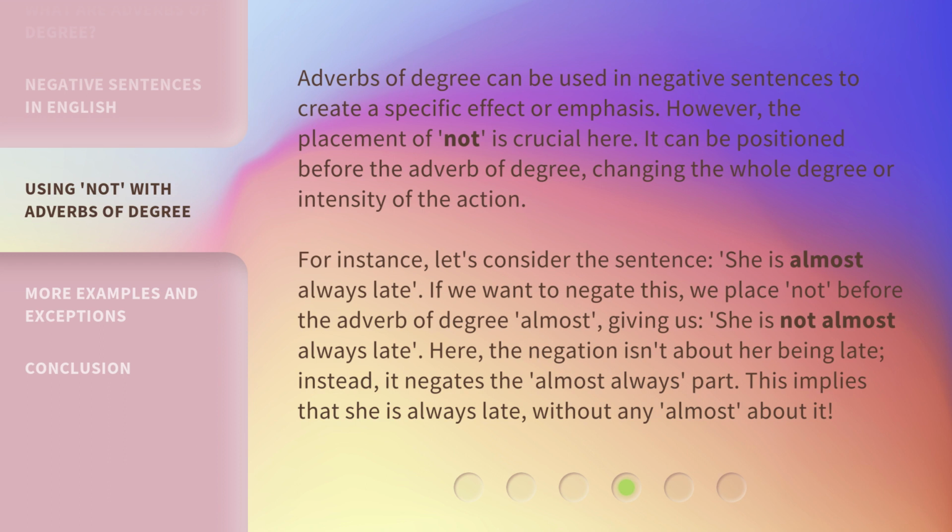If we want to negate this, we place not before the adverb of degree, almost, giving us, she is not almost always late. Here, the negation isn't about her being late. Instead, it negates the almost always part. This implies that she is always late, without any almost about it.